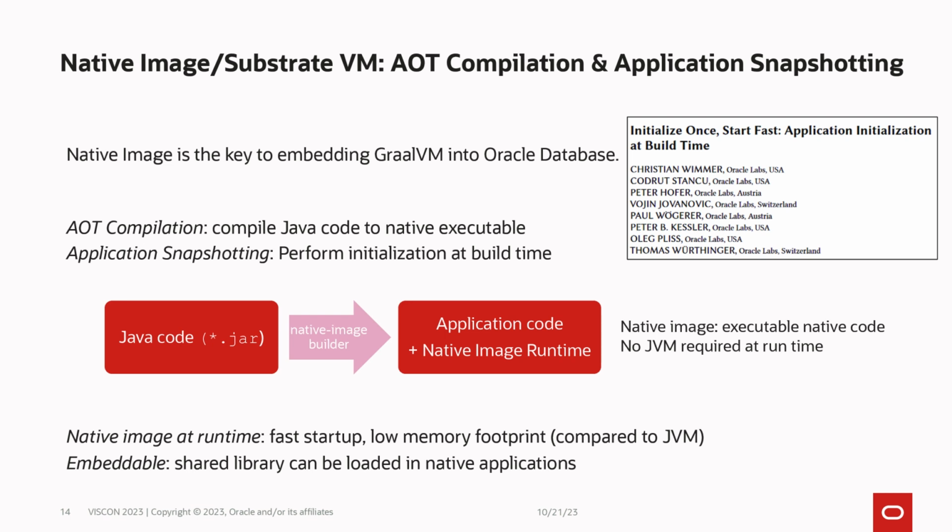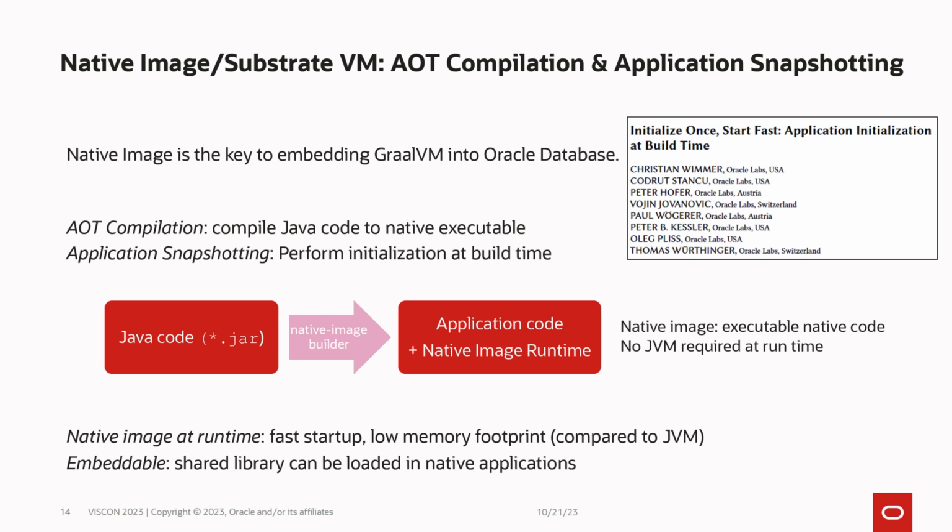Ahead-of-time compilation is nothing but what I already said, that you have some Java code and then you compile it as a native executable. Then there is something called application snapshotting. This is something very interesting. This means that you perform pre-initialization of your Java objects at build time. Now, why would you want to do this? For example, let's say at runtime you want to do something that requires a fast startup. You don't want to spend a lot of time initializing your Java objects. You want something that runs very quickly, right?